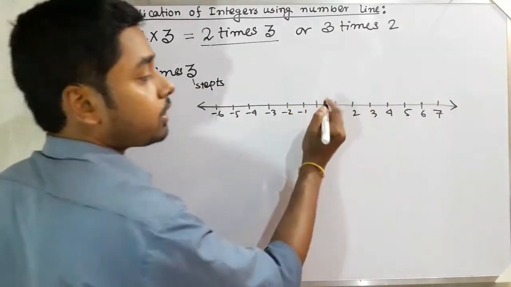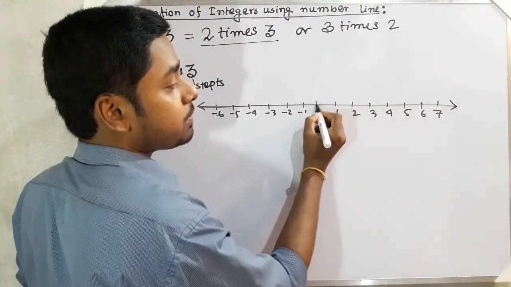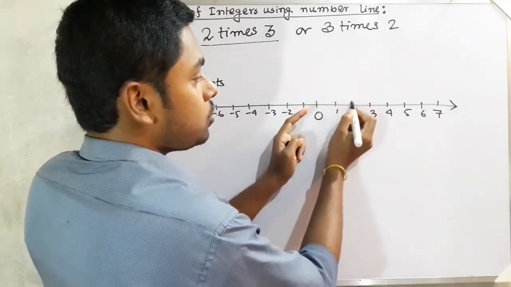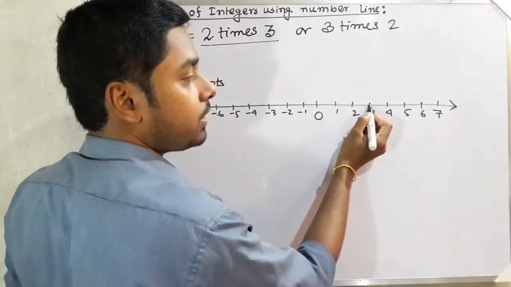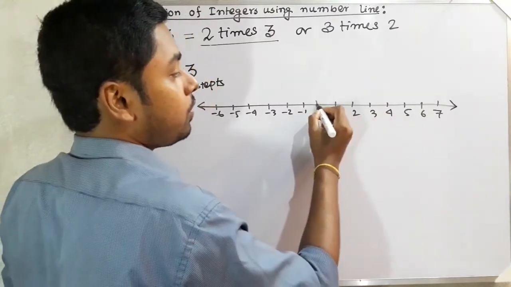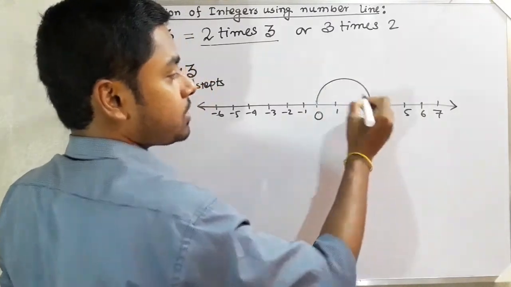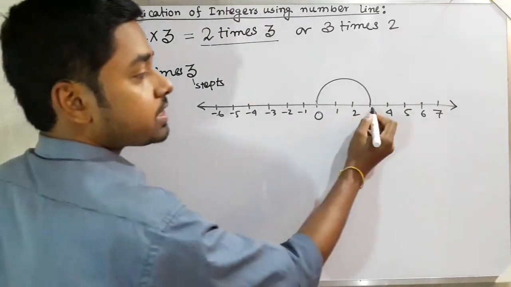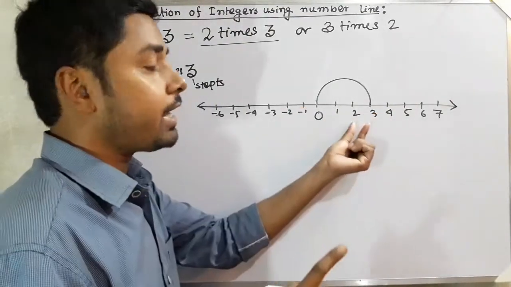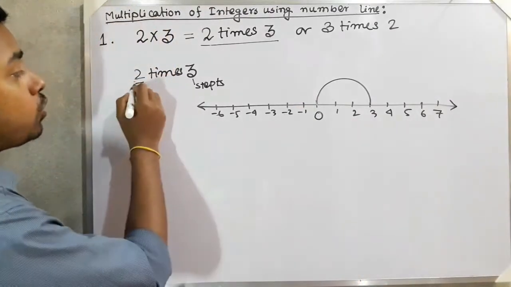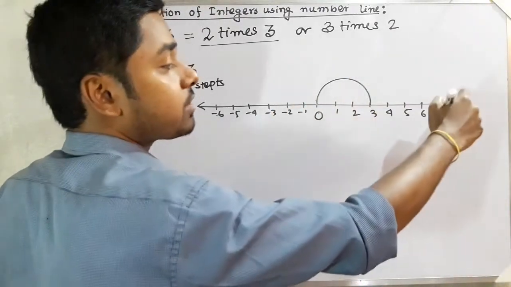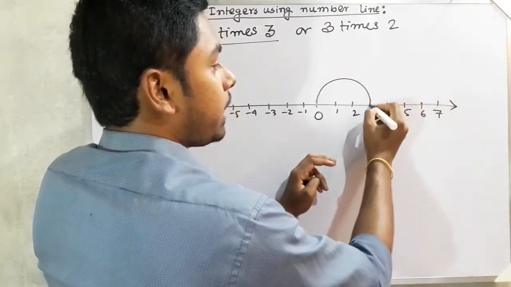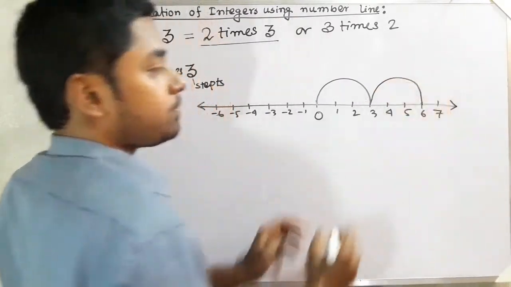First, from here count 3 steps: 1, 2, 3. We have to take this 2 times. We have taken 1 time here, and 2 times we have to take, so again we have to take 3 steps. From here, 1, 2, 3.